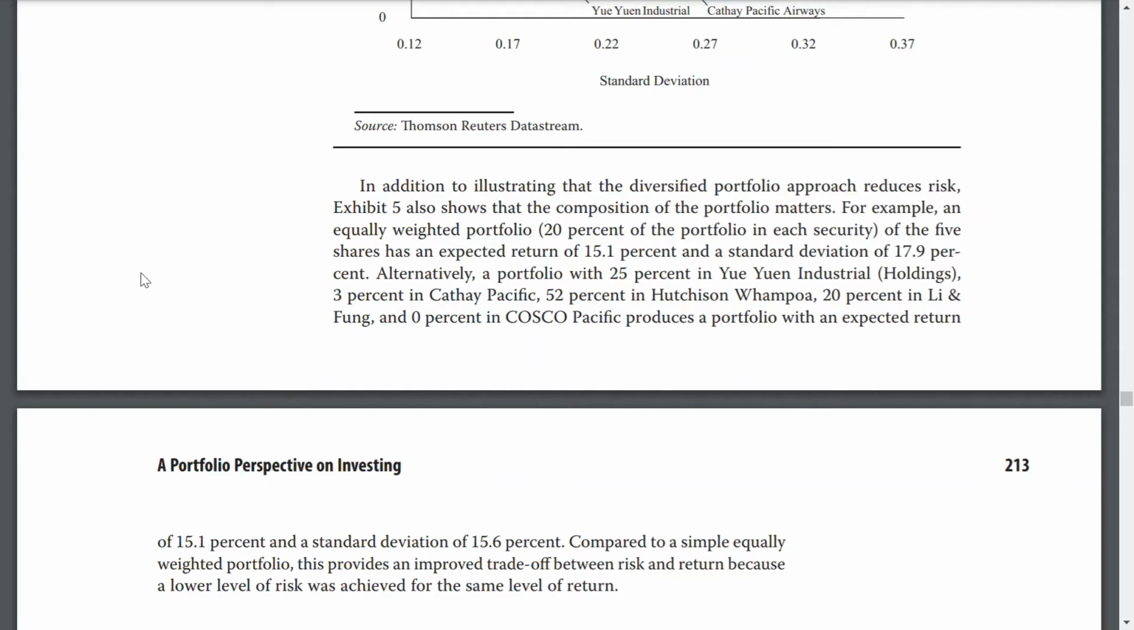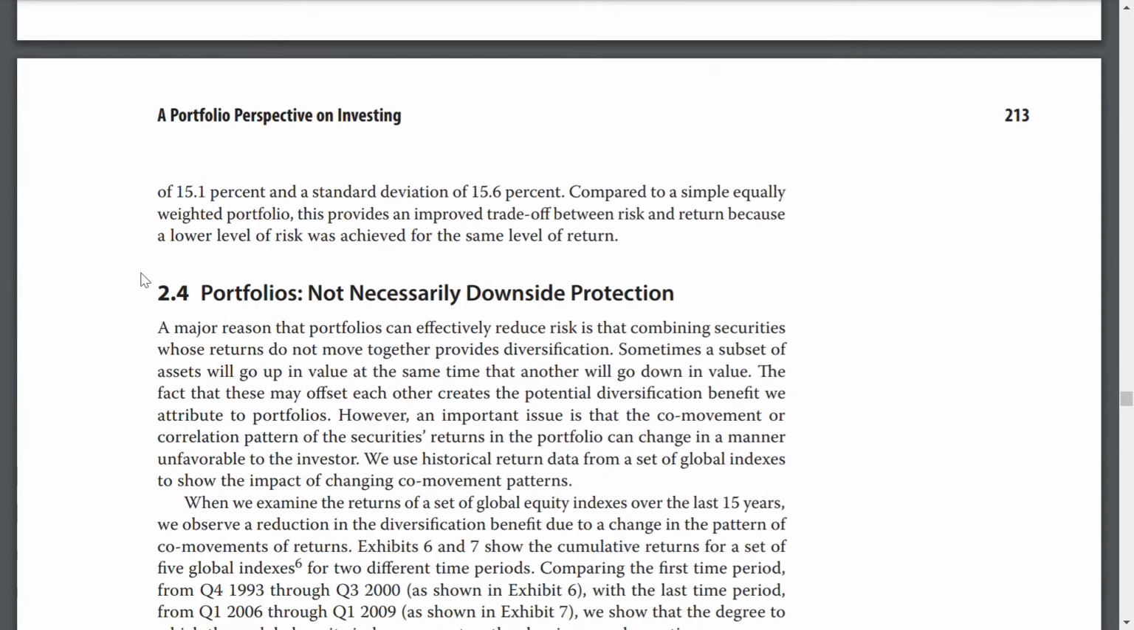of the 5 shares has an expected return of 15.1% and a standard deviation of 17.9%. Alternatively, a portfolio with 25% Yuan Industrial Holdings, 3% on Cathay Pacific, 52% on Hutchinson Whampoa, 20% in Lion Phone, and 0% in Costco Pacific produces a portfolio with an expected return of 15.1% and a standard deviation of 15.6%. Compared with this simple equally weighted portfolio, this provides an improved trade-off between risk and return because a lower risk was achieved at the same level of return.